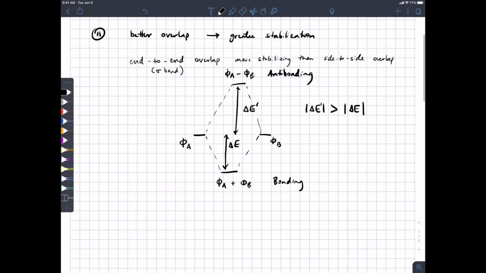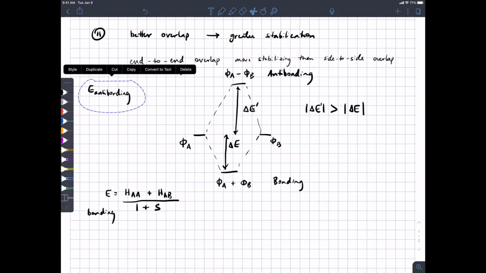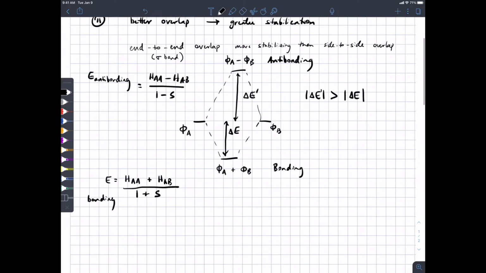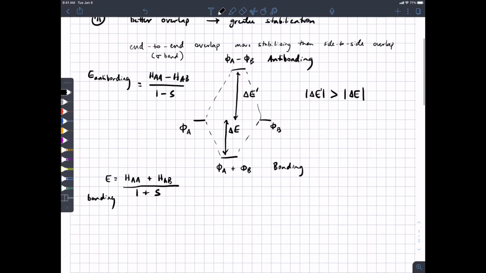In our discussion in chapter 14, we said, and this is what I got wrong in lecture, that the energy of the bonding orbital is HAA plus HAB. HAA is the energy of one electron near one nucleus, and HAB is the energy of an electron shared between two nuclei, and then that's divided by 1 plus S for the bonding orbital. For the anti-bonding orbital it's HAA minus HAB over 1 minus S. This is written correctly. Unfortunately, I wrote it incorrectly in class.